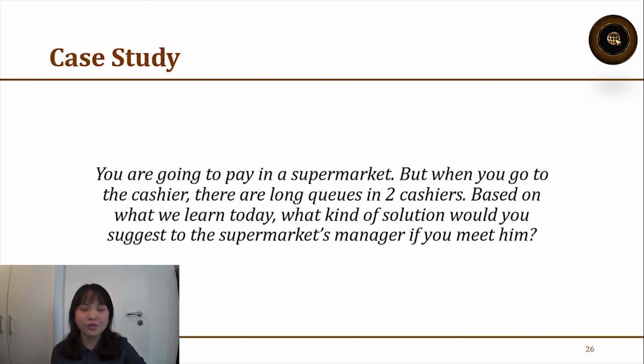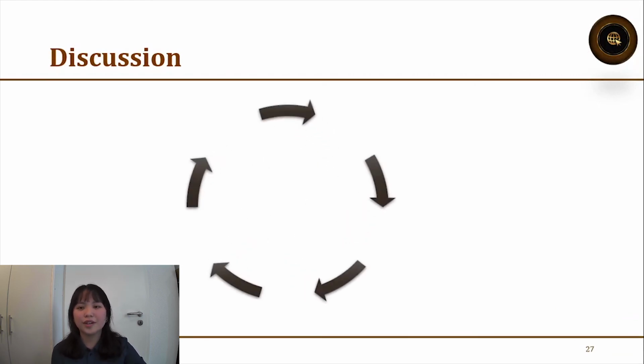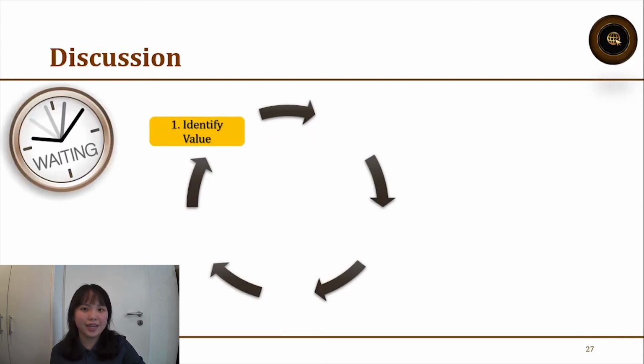So I assume you already paused the video, and now let's discuss the answer to the case study. Since we learned about lean principles, we want to implement the lean principles, starting with identifying the value. The value in the supermarket, I would say, is waiting time.